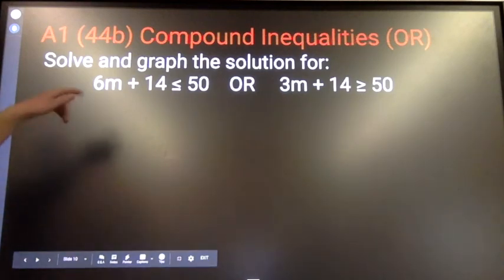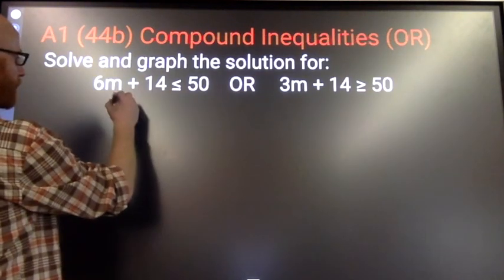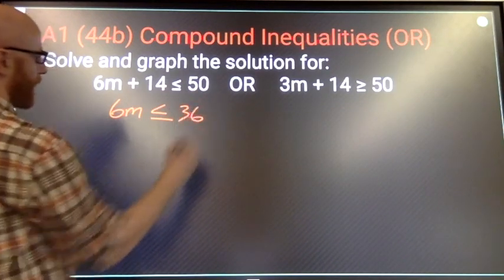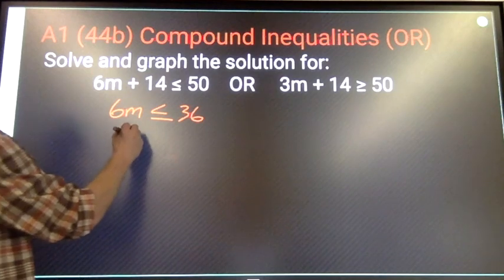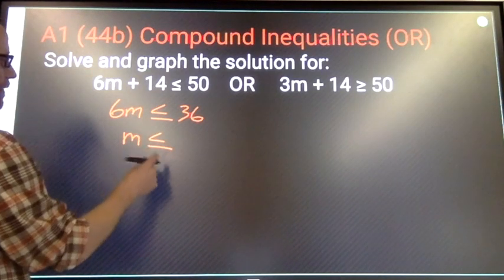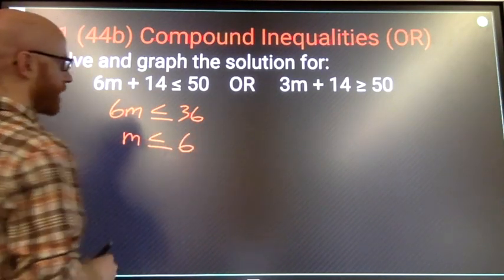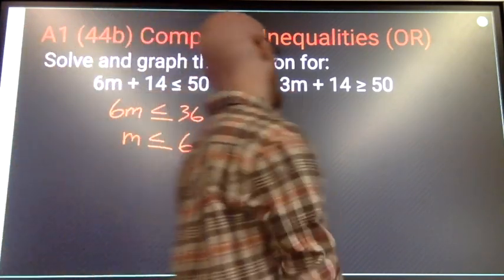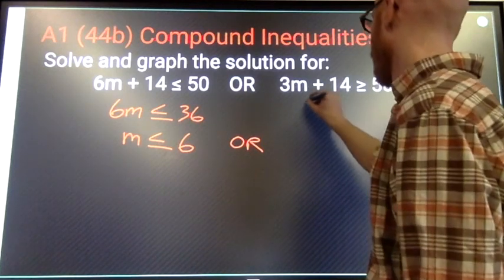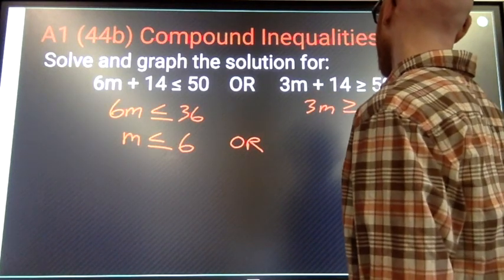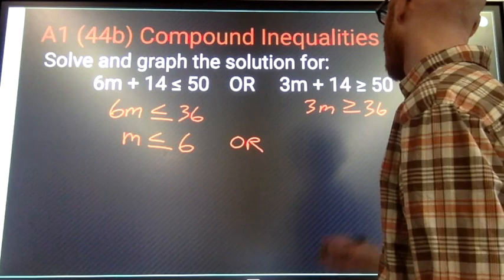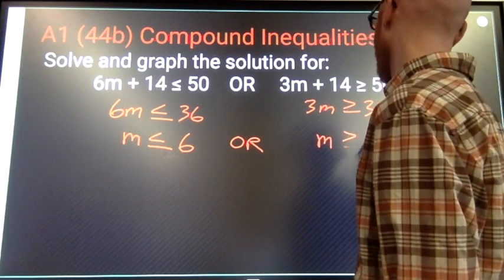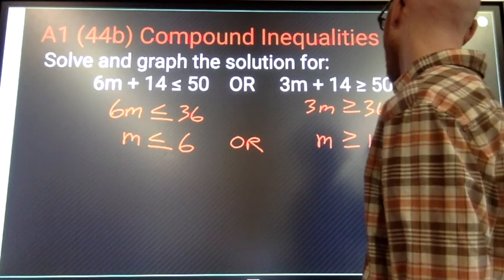So let's subtract 14 from both sides. We get 6m is less than or equal to 36. Divide by 6 both sides, we get m is less than or equal to 6. Or subtract 14 on both sides, 3m is greater than or equal to 36. Divide by 3 on both sides, m is greater than or equal to 12.